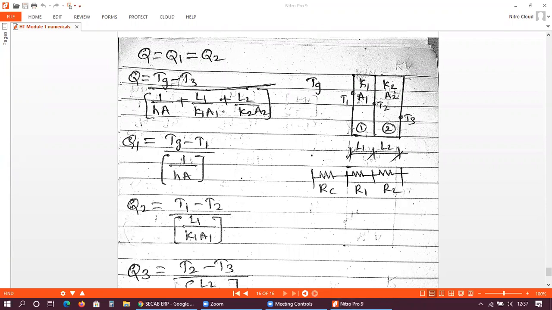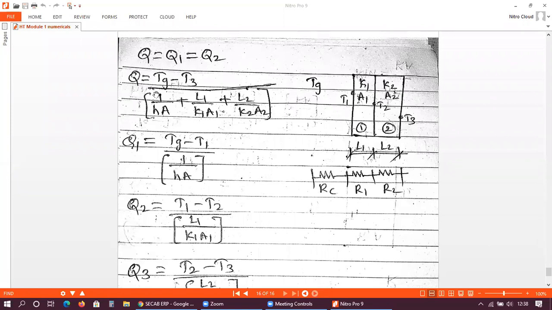So the extreme temperatures for the entire wall are Tg minus T3. Tg is the gas temperature, which is the highest, and T3 is the lowest temperature, and the heat transfer takes place from left to right. That's why it is Tg minus T3 divided by 1 divided by hA. This is the resistance offered by the convection zone, and RC is the convective resistance.